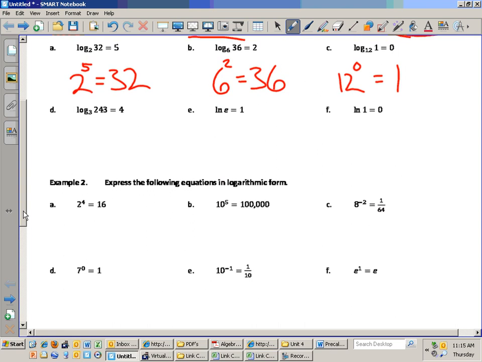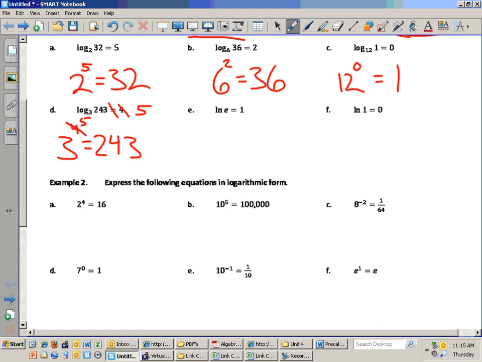What's the base for D? 3 to the 4th power is 243. Nope. So this logarithm is actually incorrect. I made up all these problems in my head last night. Sorry. And actually, the log base 3 of 243 is actually 5. It's 3 to the 5th power is 243. Sorry about that. Thank you, Tyler. You're very forgiving and understanding.